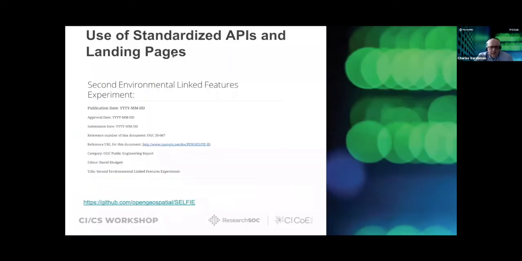I think there's a really nice engineering report, currently being developed by the Open Geospatial Consortium, OGC. It uses standardized APIs and landing pages for linked data for hydrology and for environmental features.